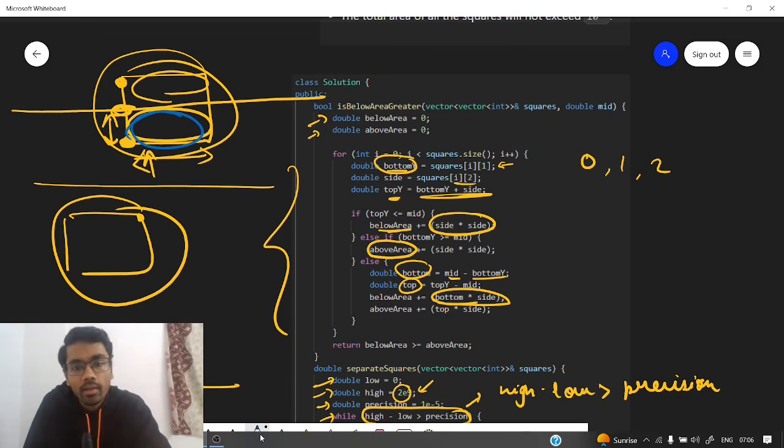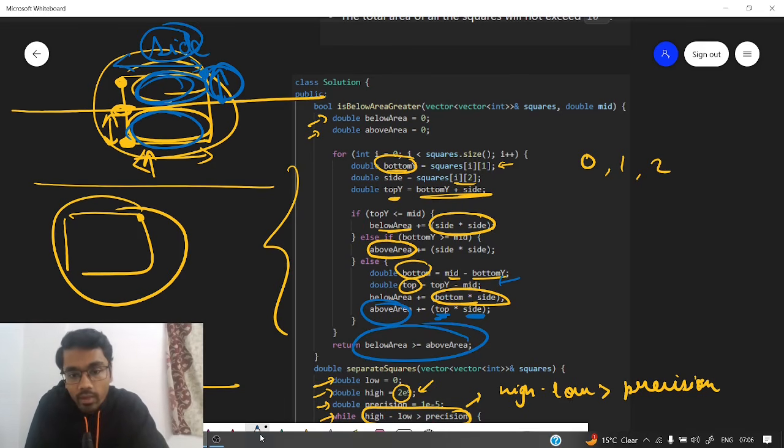And similarly, the top part will be top y minus mid. So this will give us this side length, and this side we already have with us. So to get this above area, just multiply side with this particular value. So this value is top multiplied by side. So this is how we'll be getting the above area and the below area.